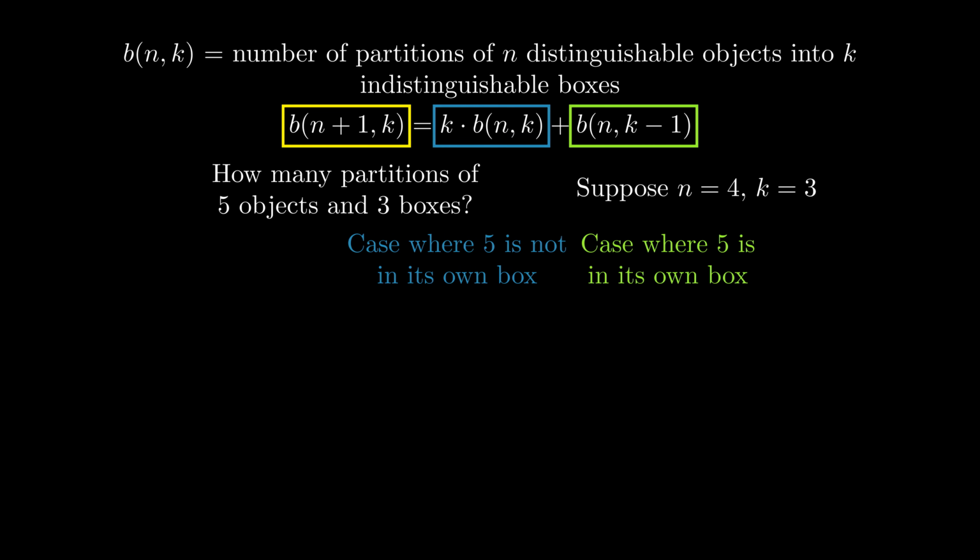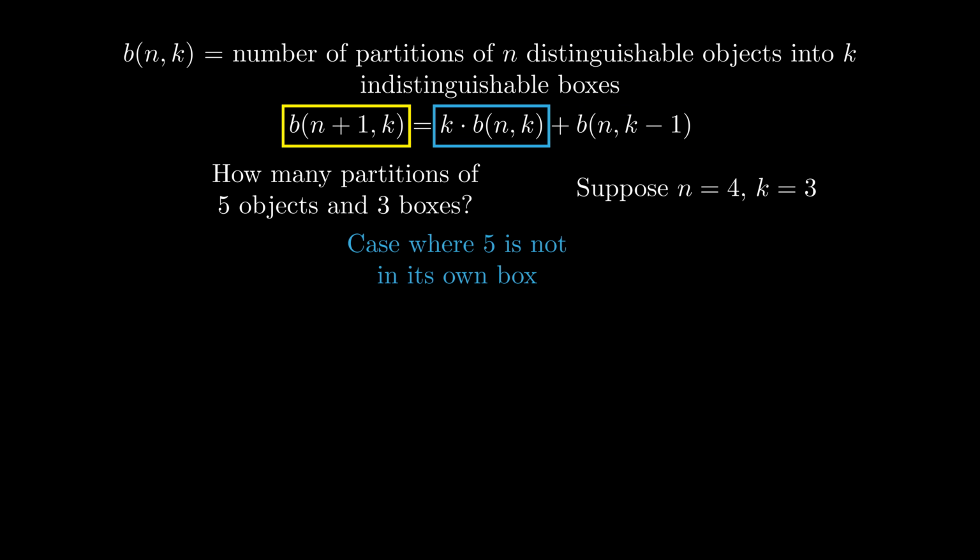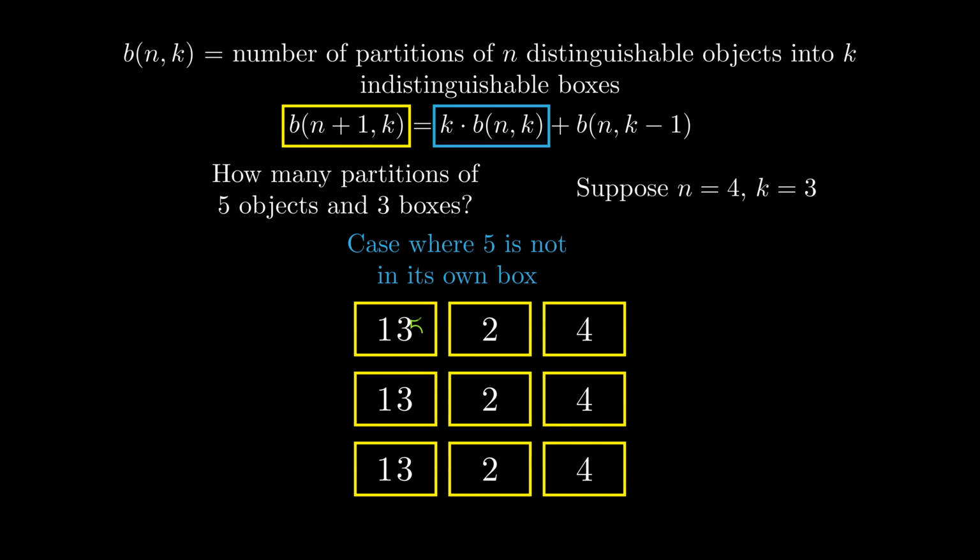If n plus 1 is in its own box, then we just ignore it, and that's just b of n, k minus 1. If n plus 1 has to be placed in some box, then we can put it in any of the k boxes, so that's simply k times b of n, k.